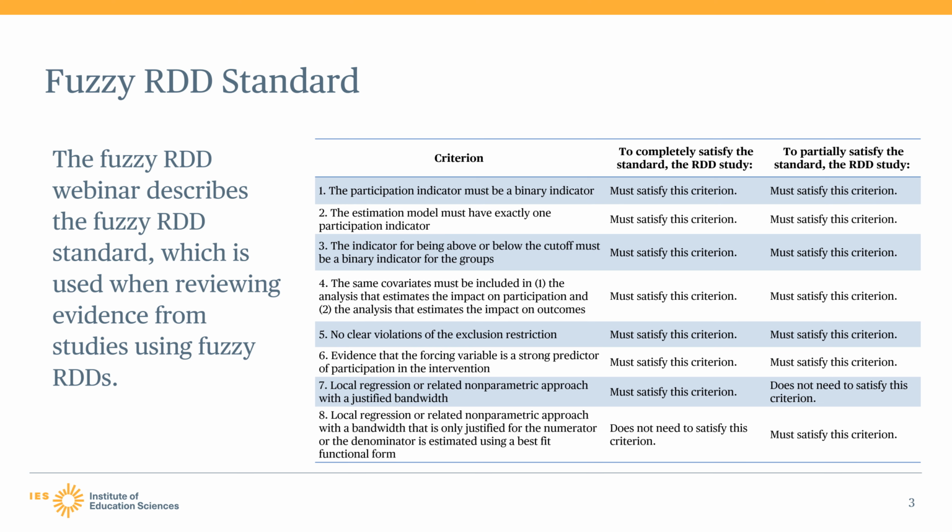To fully satisfy the Fuzzy RDD standard, the study must also use local regression or related non-parametric approach with a justified bandwidth. To partially satisfy the standard, a Fuzzy RDD must instead use a local regression or non-parametric approach with a justified bandwidth for the numerator. The denominator may use an unjustified bandwidth, or it may use a best fit functional form.